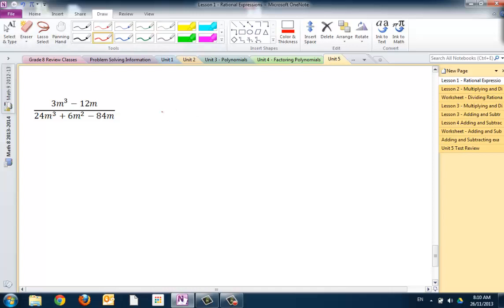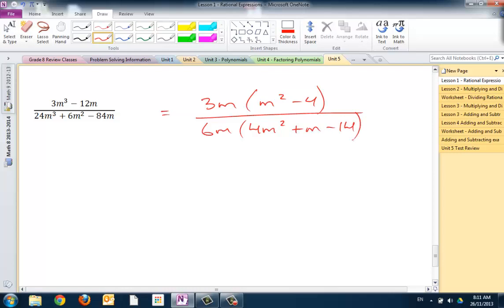In the numerator, I can factor out a 3m, and that's going to leave me with m squared minus 4. And I'm going to factor out of the denominator. I'm going to factor out a 6m, and that will leave me with 4m squared plus m minus 14. Is that right? Let's see. 24m cubed plus 6m squared minus 84m. That's correct.